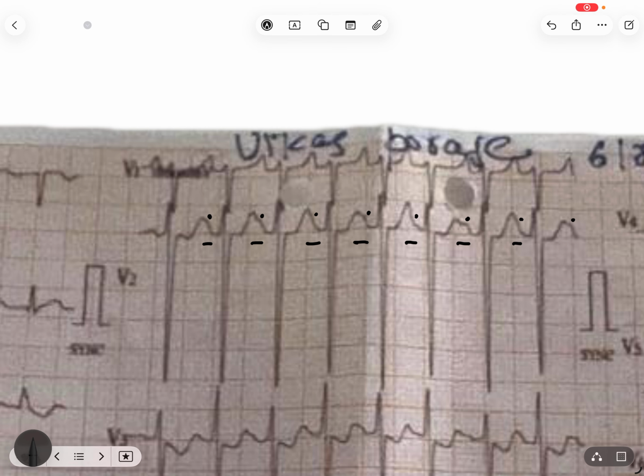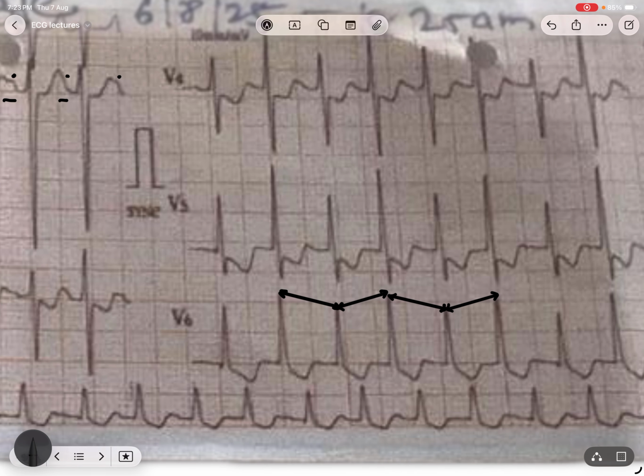And along with that, we can also see a very peculiar pattern of differences in the QRS complex amplitudes with each beat. So this pattern is called electrical alternans. One important point to remember in this is the baseline or the isoelectric line is the same. It does not vary along with the QRS voltages. So just the QRS voltages are varying and nothing else.